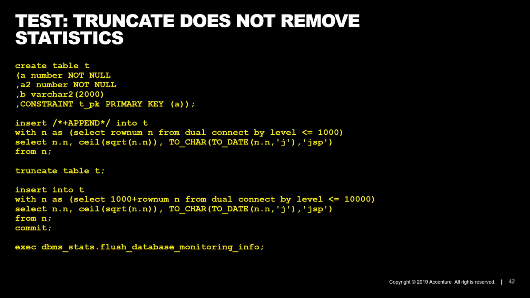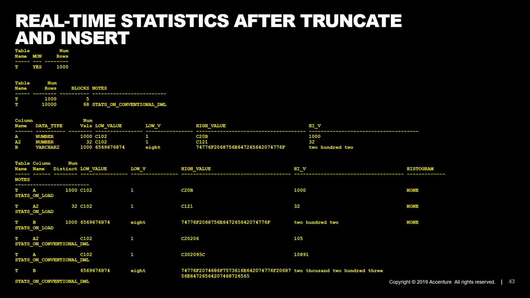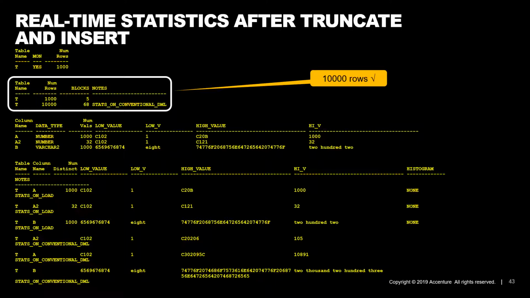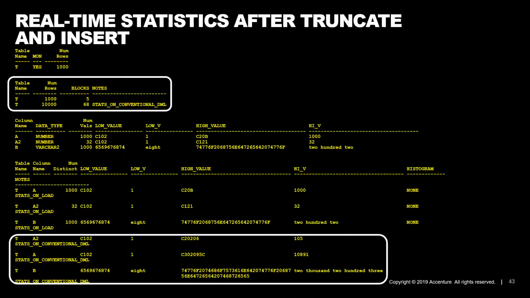Truncate has never removed statistics. So here I'm going to populate the table, truncate it, and then add a bit more. And when I look at the real-time statistics, it's quite rightly said, well, there's now 10,000 rows on the table. That's perfectly correct. You can see that the maximum value is close to 11,000 on A.